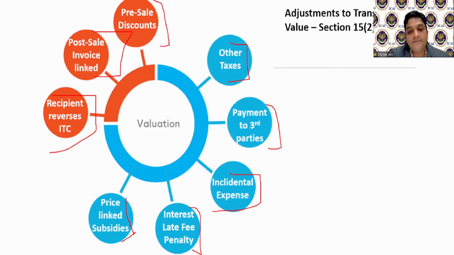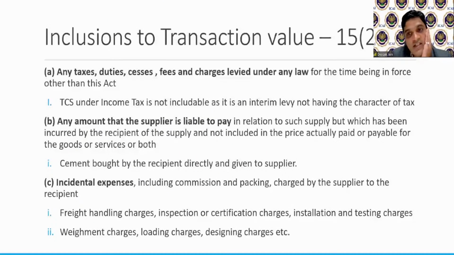Correct. Exactly. Okay. Now, inclusion in transaction value, I've said what all gets included: any taxes, duties, cess, fees, and charges levied under any law for the time being in force, other than this Act. Okay. So there is one tax called TCS under income tax. What is TCS? I have to explain this to you.